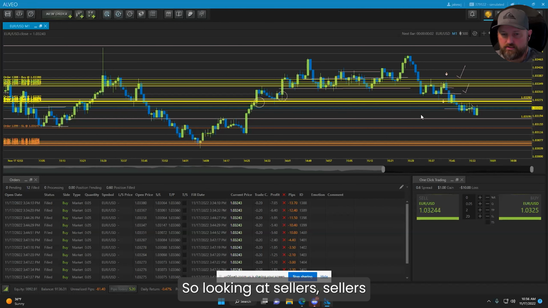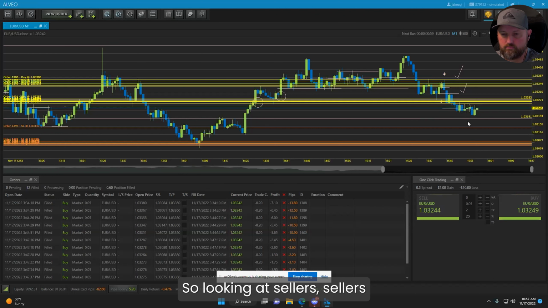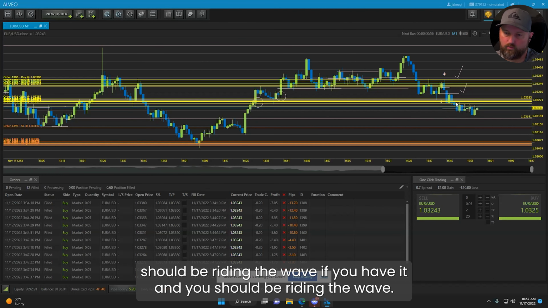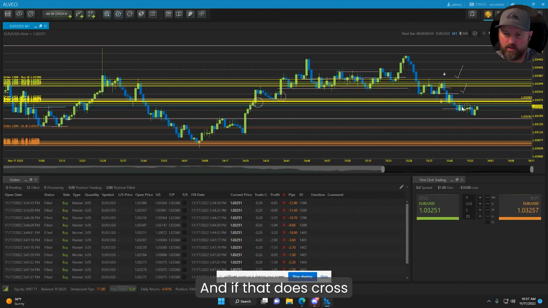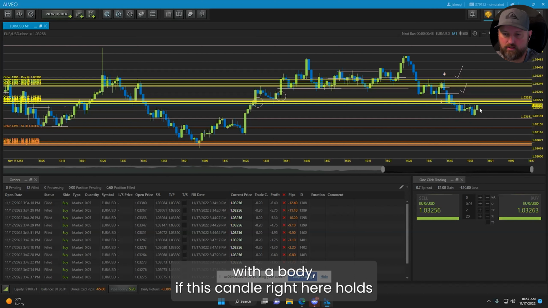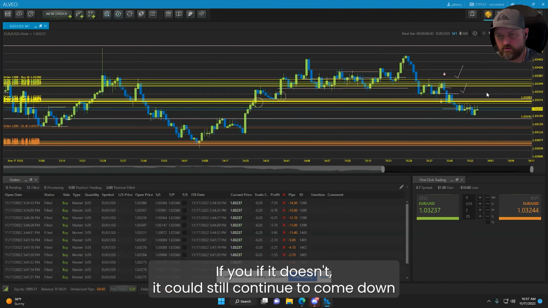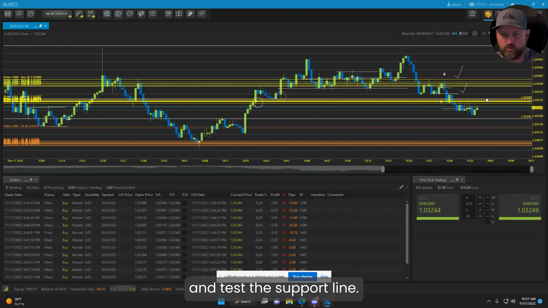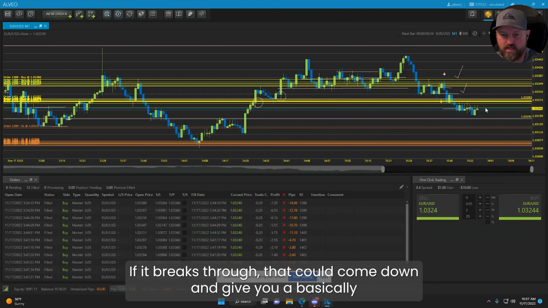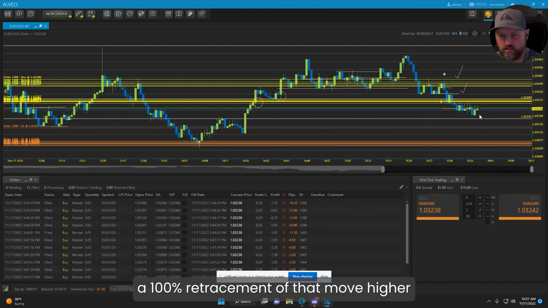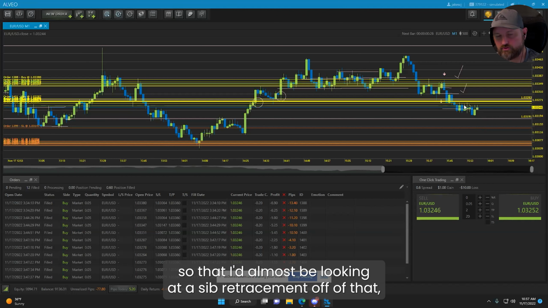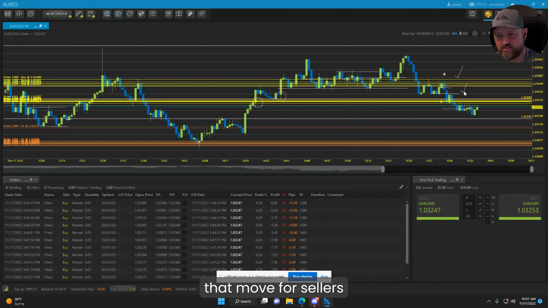So looking at sellers, sellers should be riding the wave. If you haven't, you should be riding the wave. And if it does cross with a body, if this candle right here holds, then that's when you would get out. If it doesn't, it could still continue to come down and test the support line. If it breaks through that, it could come down and give you basically a 100% retracement of that move higher. So I'd almost be looking at a fib retracement off of that move for sellers.